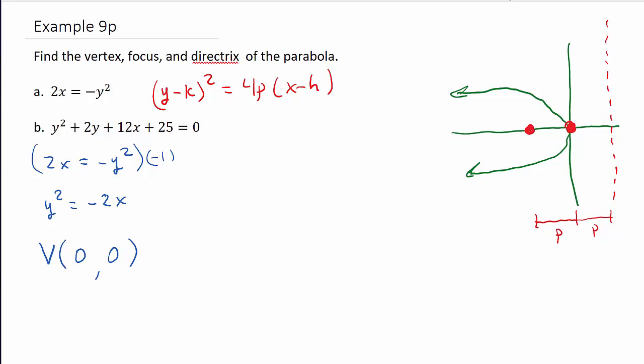All right, so P, we've got what? 4P. See, there's 4P in front of X. Well, what do we have in front of X? Negative 2. So 4P is equal to negative 2. And if we solve, we get P equals negative 1/2. So that's P. So we know the distance from here to here is a half, and the distance from here to here is a half.